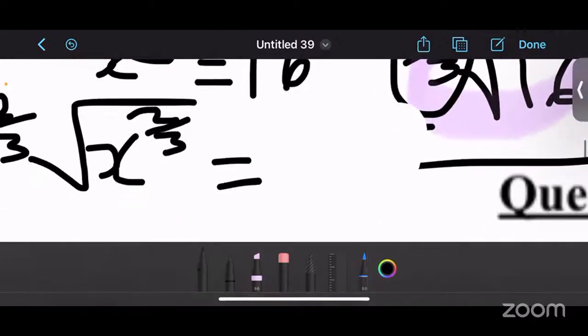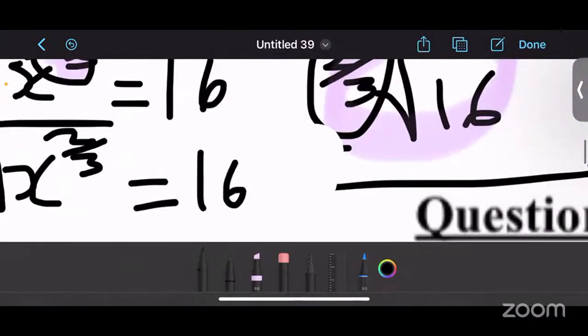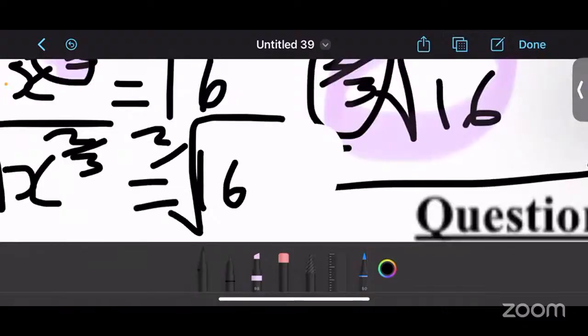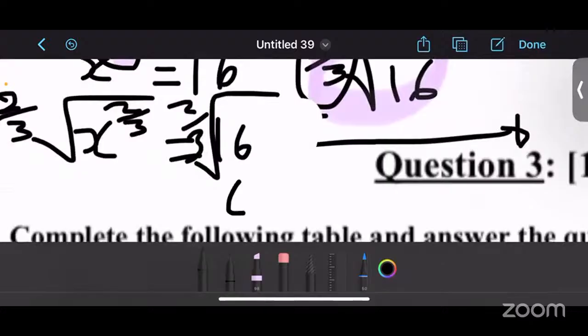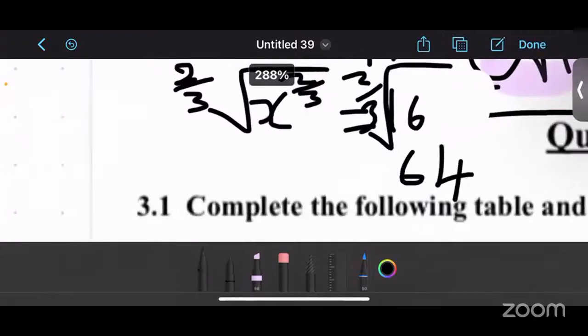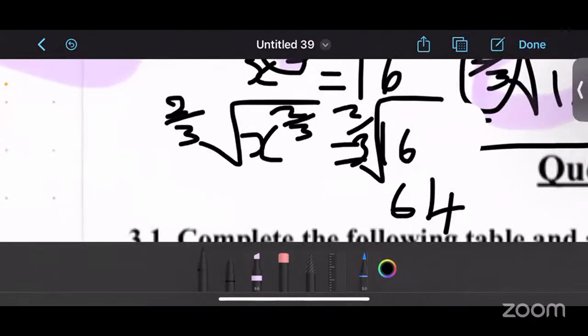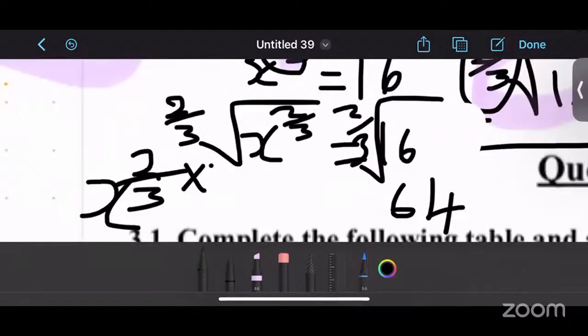Okay, is equal to 16 root. So you said you got a 64 when you were multiplying this. Now let's try to work this one out. This one is the same as x to the power of 2 over 3, multiplied by, remember we said it's 1 divided by the whole thing that's here.